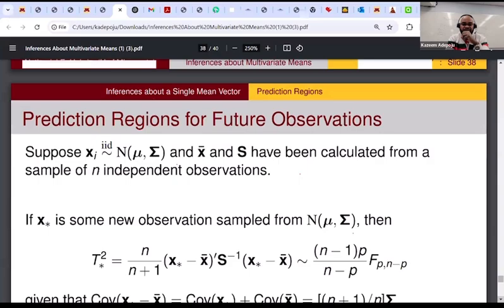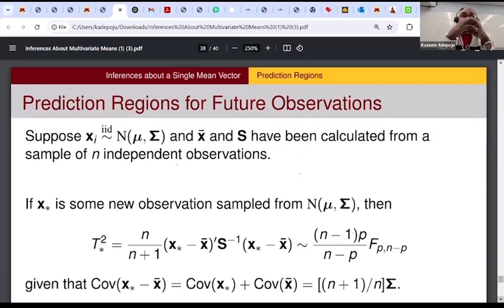Now finally, what do I have? Finally, the prediction region for a future observation. This is the final thing today. How do we create what I call a confidence region for prediction, for predicting a future observation? For instance, we've been having confidence intervals for means, but this time around, it's a confidence region for prediction, a prediction region for future observation.